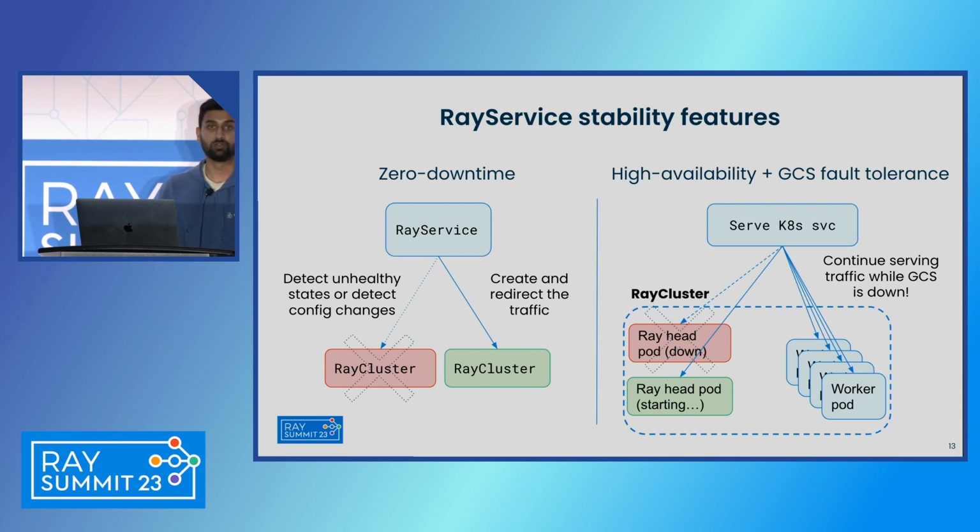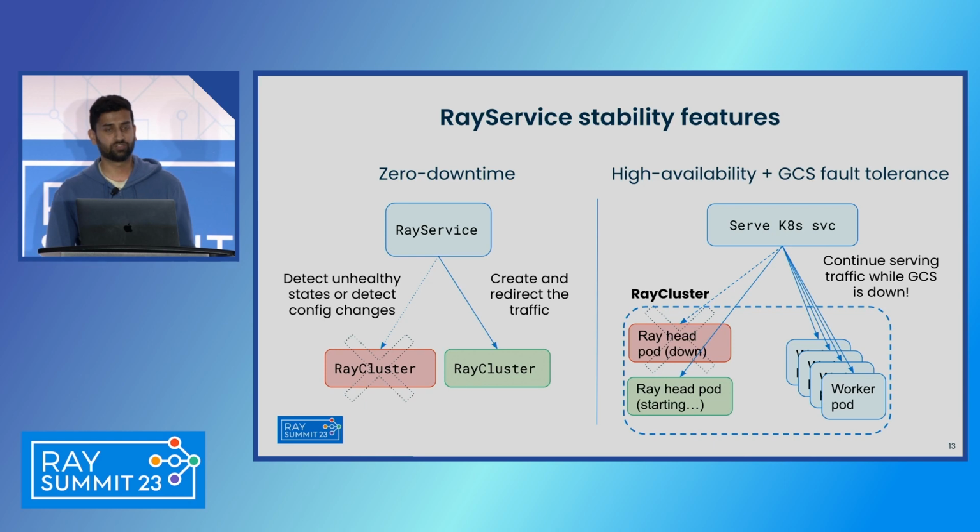First up is zero downtime cluster changes. Ray service automatically detects both unhealthy cluster states and user config changes that would necessitate a new cluster. In response, it spins up a new Ray cluster, shifts the traffic, and finally deletes the old Ray cluster.